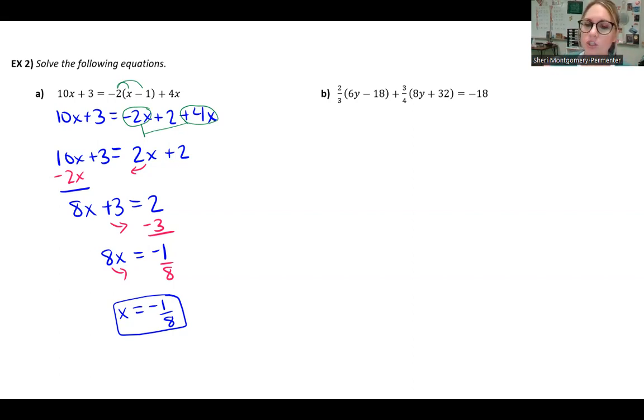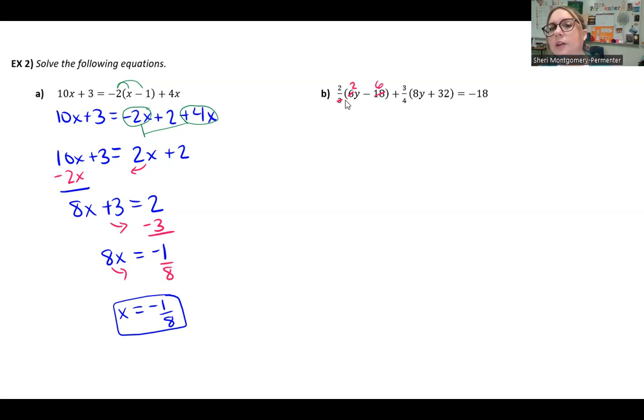So let me show you a little trick that we can do. Does 6 divide by 3? Does 18 divide by 3? Yeah, so let's reduce it first, because 2/3 means multiply by 2 and divide by 3. Well, we can do it in any order that we want to. So 6 divided by 3, what is that? So we're going to change that to a 2. And then what about 18 divided by 3? 6. So we just took care of that 3.